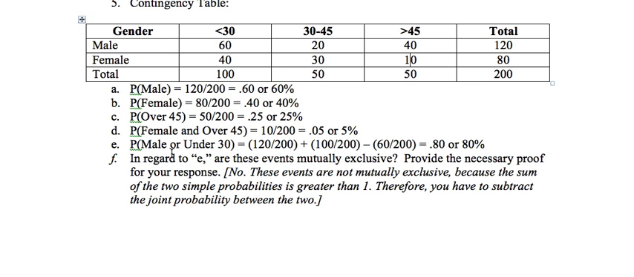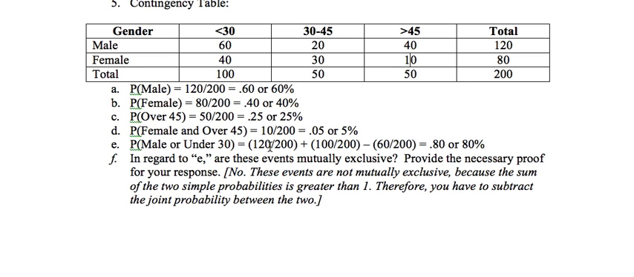In this particular case, another joint probability. This would be probability of male or under 30. I have the probability of males that we came up with before, 120 divided by 200, or under 30. I have under 30, 100 divided by 200.